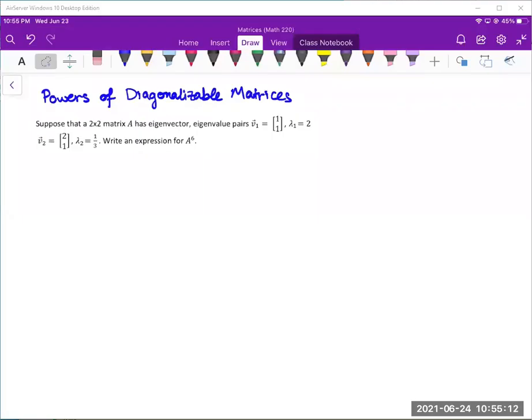Okay, so next we're going to talk about powers of diagonalizable matrices. We're going to go back to the example that we started this section with. This time we're going to try and write out an expression for this matrix to the sixth power. So that means A times A times A, 6 copies of A multiplied together.